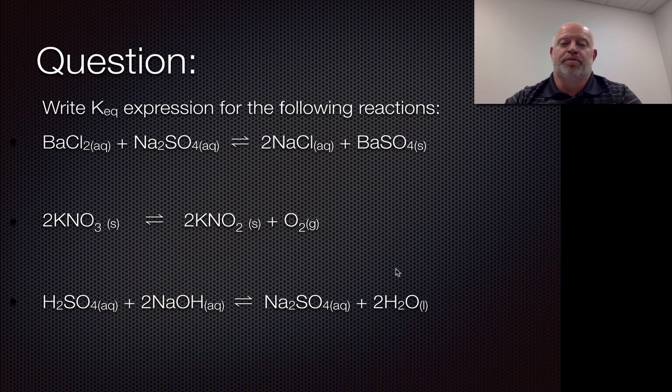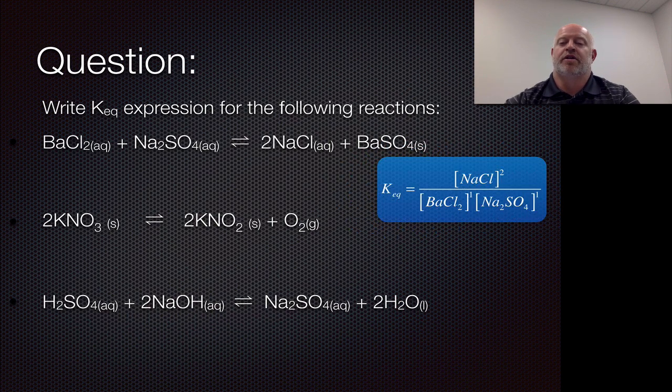Okay, so assuming you paused it, you have 3 answers on your sheets now. If we take a look, here's our first one. We need to square the sodium chloride because it is doubled in our equation. We do not include the barium sulfate, because that is a solid. There's no plus sign between them, and we had brackets on that.